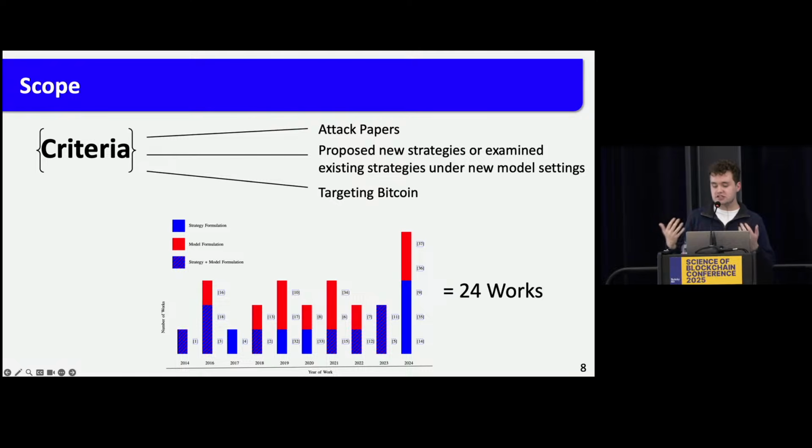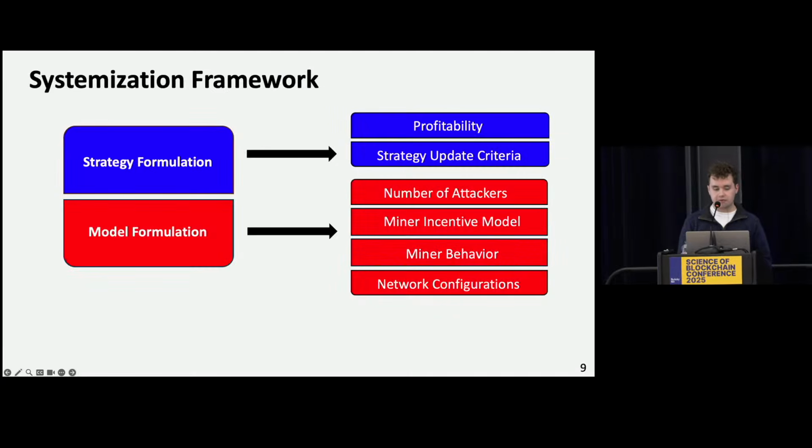Based on this scope, we find a total of 24 works, dating from the seminal selfish mining work up until works from last year. And the first thing we do here is develop a systemization framework. By analyzing these works, we devised the following systemization framework, organizing selfish mining attacks across 2 dimensions: selfish mining strategy formulation and model formulation. And to provide more granular insights, we introduced a number of subdimensions for both of these.